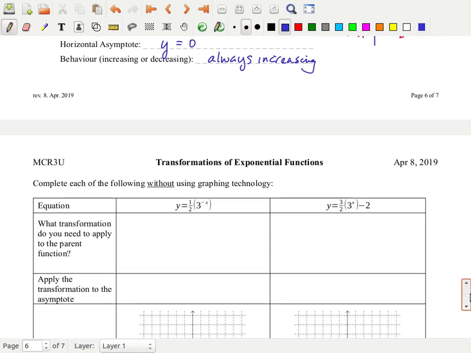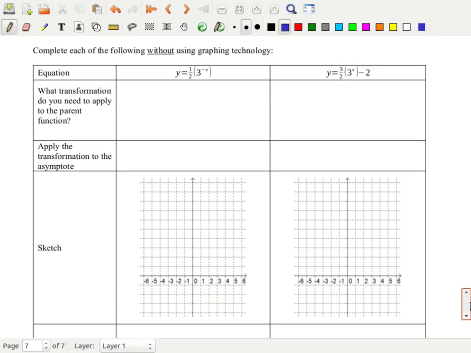And final page, this has been a long one. Complete each of the following without using graphing technology. So in that case, we need to identify transformations. First transformation, this one's going to be a vertical compression by 2. Means everything's going to get half as large. And then we have a horizontal reflection.